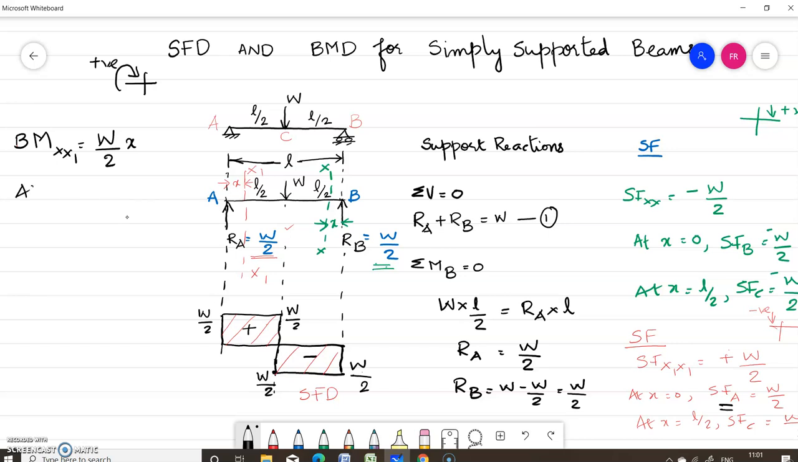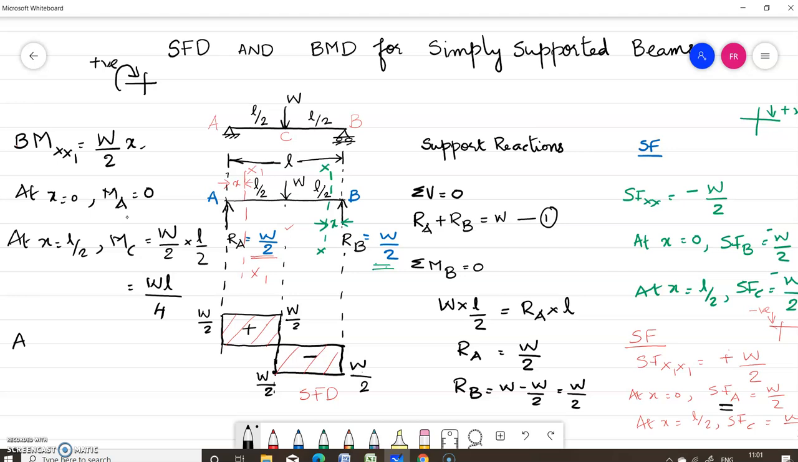Now at x equal to 0, that is, what is the bending moment at A? This is equal to 0, when you substitute x equal to 0 in this equation. Now at x equal to L by 2, that is, what is the bending moment at C? W by 2 into L by 2, which is equal to WL by 4.